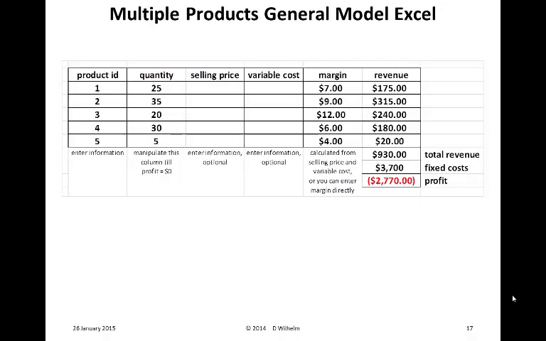Here is what the general model looks like. Number of products, a margin, and manipulate the quantity column until that profit goes to zero or some other defined value. Quantity times margin is revenue. Again, again, again, again. Sum the revenues, compare them to fixed costs. So far, I haven't been doing that well. I've got to add quite a few quantities.